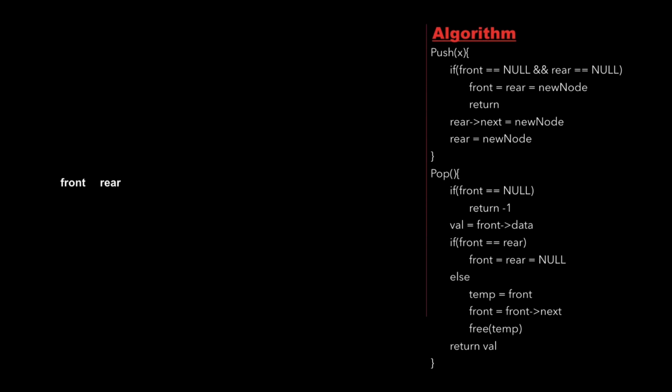And this can be implemented using linked list by making use of two pointers, namely front pointer and rear pointer, which point to the first node and last node in the linked list. Whenever we want to insert an element into the queue, we insert it at the end of the linked list, and when we want to remove an element, we remove it from the front of the linked list. The right side of the screen shows the algorithm where we have two functions, namely push and pop.